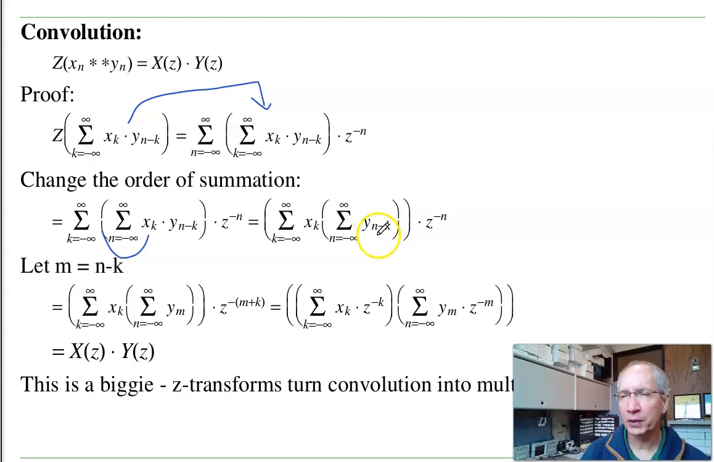Do a change in variable like we did before. M is n minus k, so here is y sub m, z to the m plus k, the minus sign. Do this as z to the minus m times z to the minus k. Pull the k's outside here since it's not a function of n. That gives you the z-transform of x times z-transform of y. So anytime you're dealing with convolution, I can turn that into multiplication by going to the z-plane. We'll be doing that quite a bit.